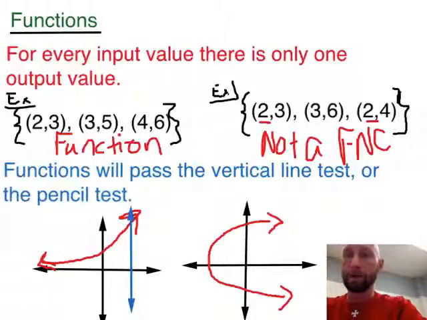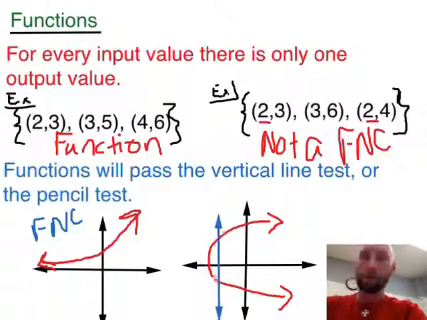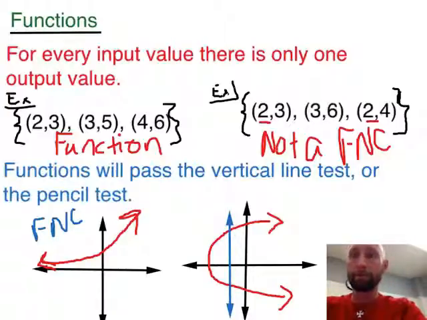So when we look at those vertical lines, each one is only going to pass through one time. As we move this along, one time, one time, one time, it will never pass through the graph more than once. So in this case, we would say that this is a function.